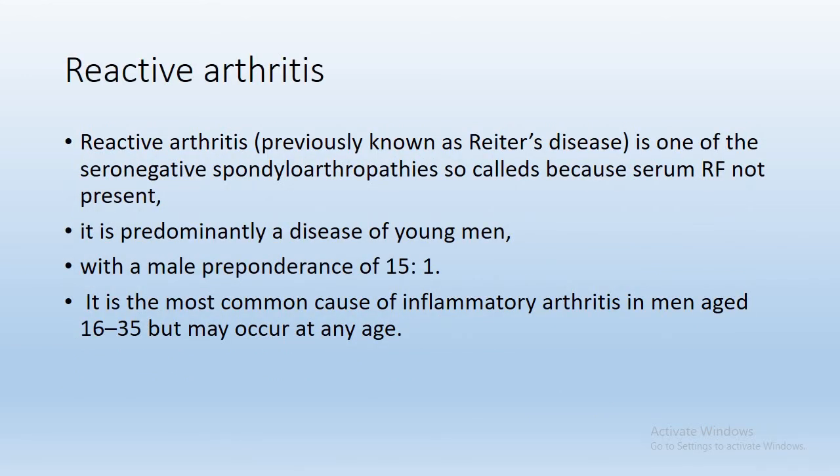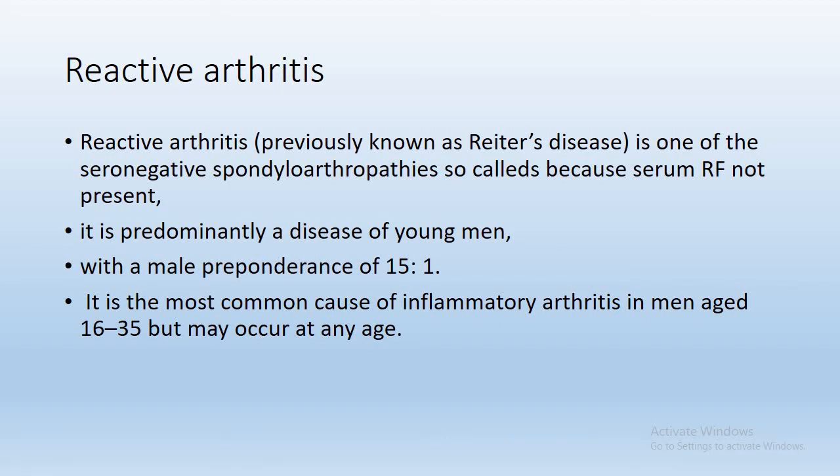Another subject is the seronegative reactive arthritis, previously known as Reiter syndrome. It is one of the seronegative spondyloarthropathies, so called because serum RF is not present. It is predominantly a disease of young men, with male predominance of 15 to 1. It is the most common cause of inflammatory arthritis in males aged 16 to 35, but may occur at any age.